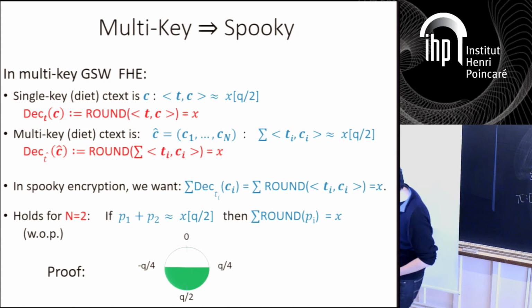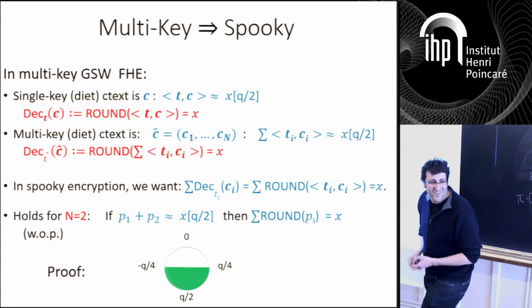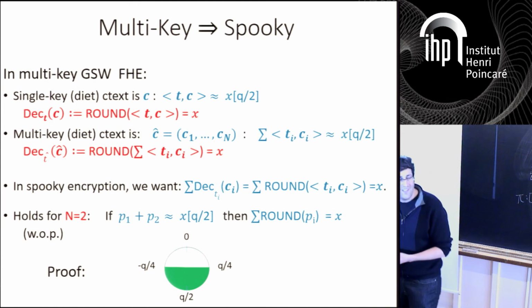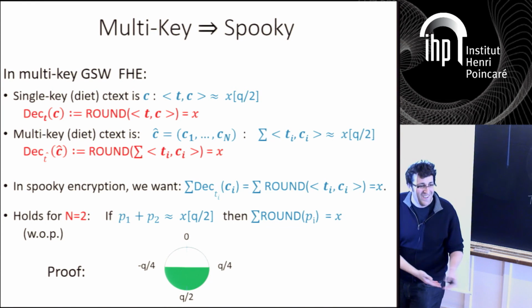That means they're on opposite sides of this half circle. So if P1 is here, P2 is here. If P1 is here, P2 is here. That means if I first round and then add, well, if P1 is here, P2 is here, they both round to 0, I get 0. If they're here and here, they both round to 1, I still get, I'm adding mod 2, I get 0, right? So first rounding and then adding mod 2 is the same as first adding mod q and then rounding.